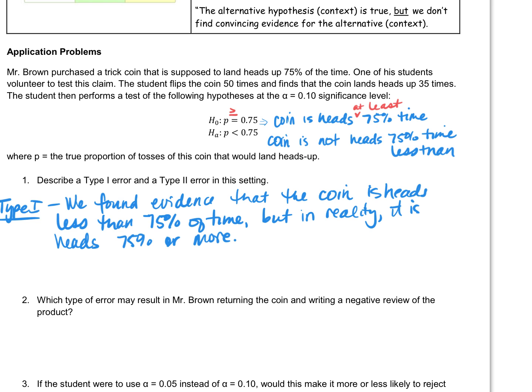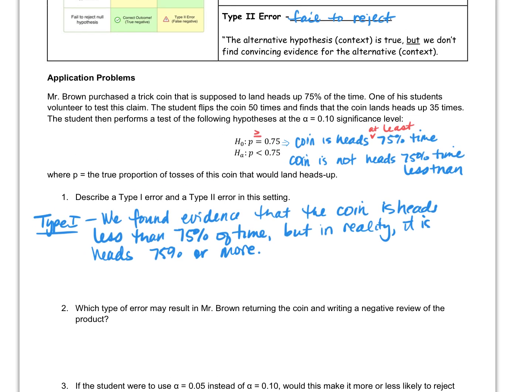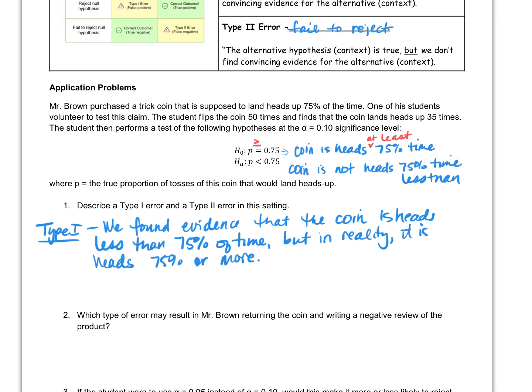All right? So, yesterday we talked about type 1 error. Type 1 is when you reject the null incorrectly. So you rejected this, but it was actually true. So how do we put that in words and context? We said we found evidence that the coin is heads less than 75% of the time, but in reality, it's 75% or more. You with me?